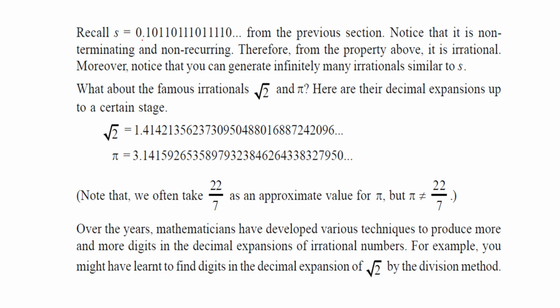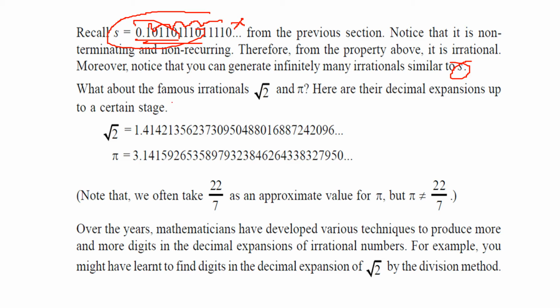This was the number s equal to 0.10 like this. See, this is 10, this is 110, this is 1110, 11110. So there is no repetition and there is no ending also. So this is non-terminating, and non-recurring because the numbers are not recurring. So because of this property, this number is an irrational number. You can generate infinitely many irrational numbers similar to this one.